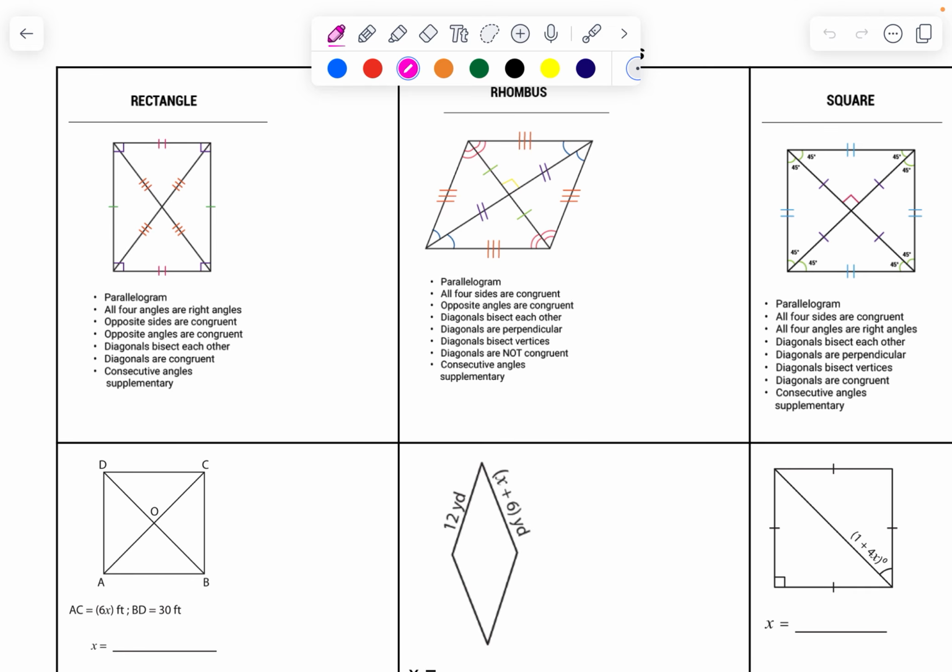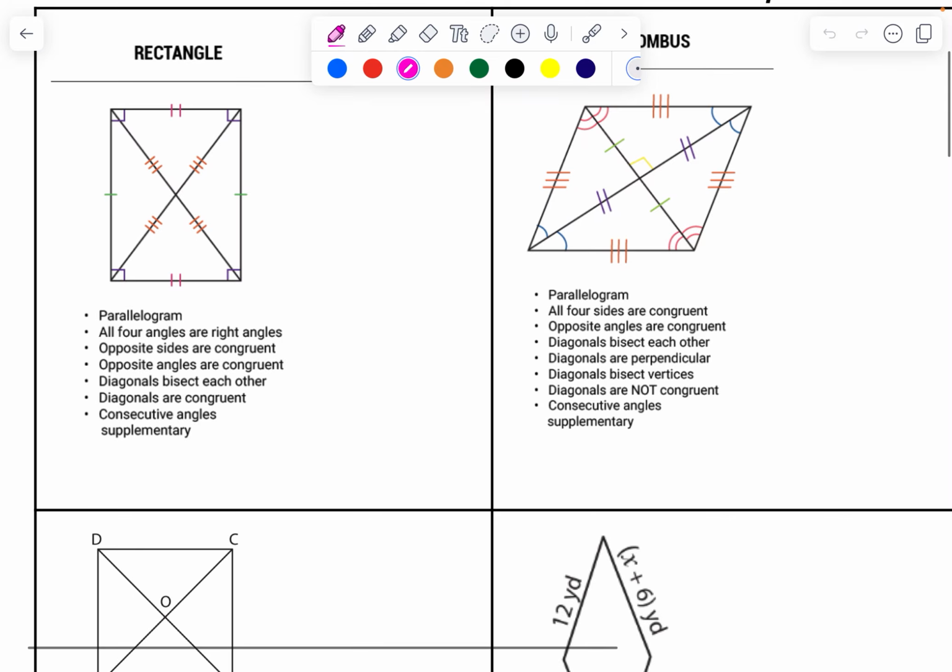Opposite sides are congruent, which is true for a parallelogram. Opposite angles are congruent. We get that from a parallelogram. The diagonals bisect each other. The diagonals are congruent. So here, the diagonals split it into 4 equal parts. You've got to pay attention to the tick marks.